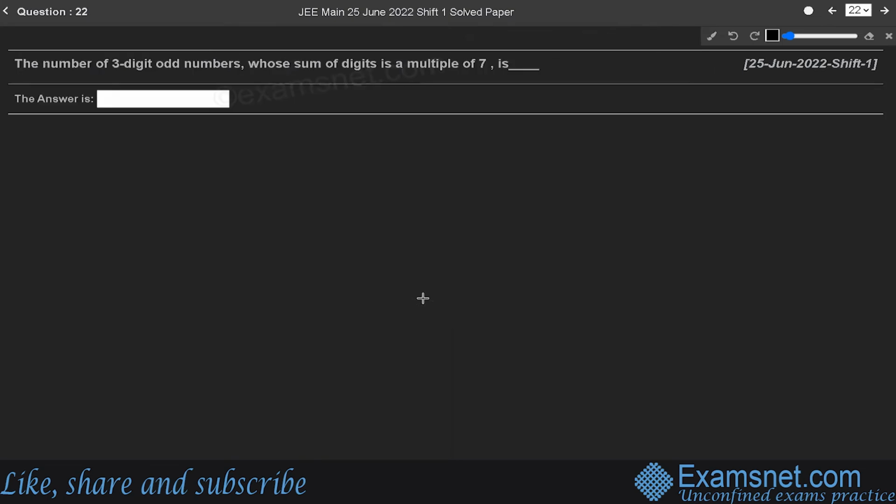Next question is, the number of 3-digit odd numbers whose sum of digits is a multiple of 7 is. See, we know that the odd digits which are the multiple of 7 is 6 and 3, because we know that 7 into 9 is 63, and it is also the number of 3-digit odd numbers, and sum of it is 9, which is divisible by 3. So we can say that the correct answer is 63 for this question. It was a very simple question.